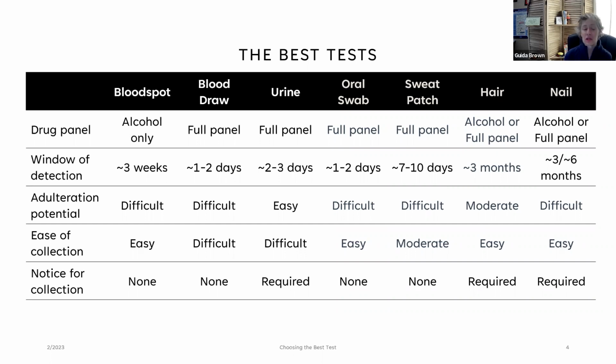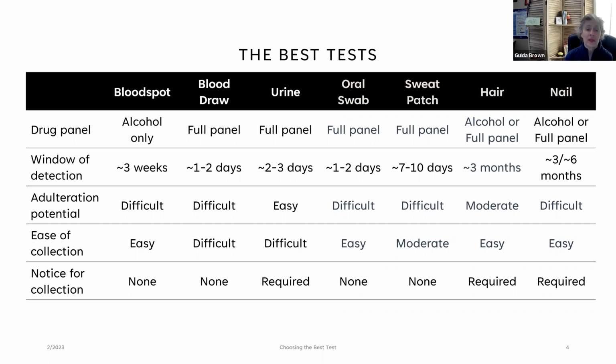It's difficult to adulterate that. Somebody pokes their own finger with a lancet. It's hard to adulterate that blood that's coming out. Super easy to collect. They're standing there doing their own testing, and they just poke themselves with a lancet and bleed onto a cardboard treated piece of paper. And the notice for collection is none. We don't have to let anybody know that they're going to have this test coming up.